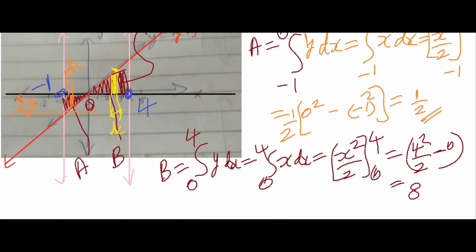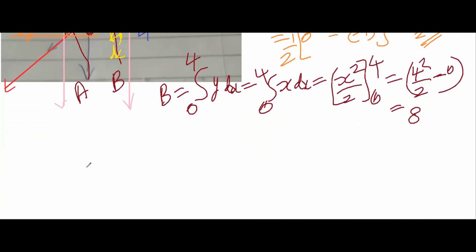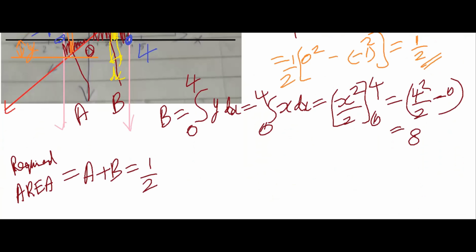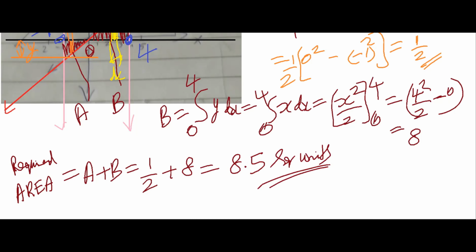So what will be your total required area? The required area will be A plus B. What is your A? A is 1 by 2, right? Yes, 1 by 2. And what is your B? B is your 8. So what is your final answer? It is 8.5. 8.5 what? Square units. This is your final answer. Clear?